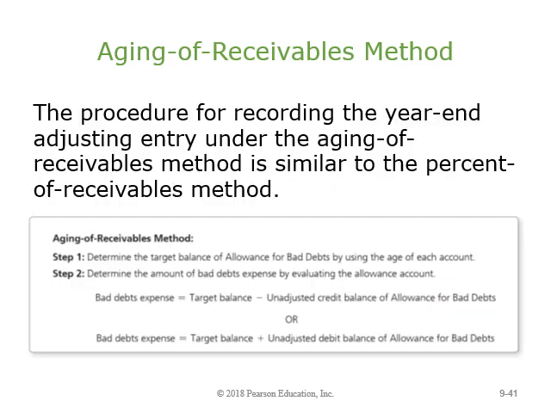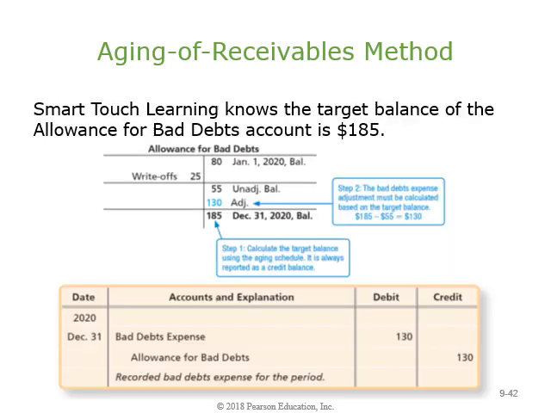So with those different percentages, how do we figure that? Really what we want to do is determine the target balance of the allowance for bad debts based on each of the ages for the different accounts. And then we'll determine the amount of bad debt expense by evaluating the allowance account. We'll figure out what our target balance is, and then we'll subtract the unadjusted credit balance of the allowance for bad debts, or add the unadjusted debit balance of the allowance for bad debts.